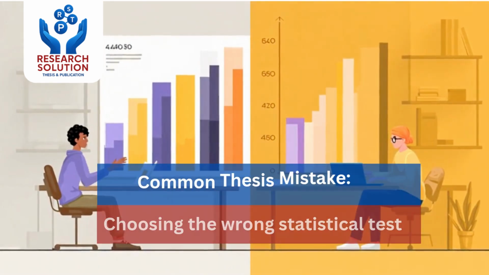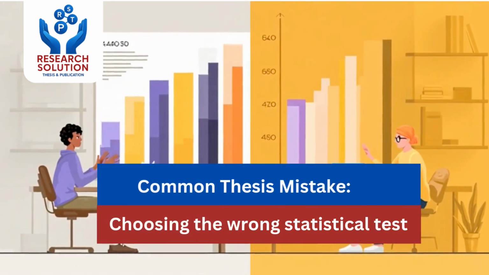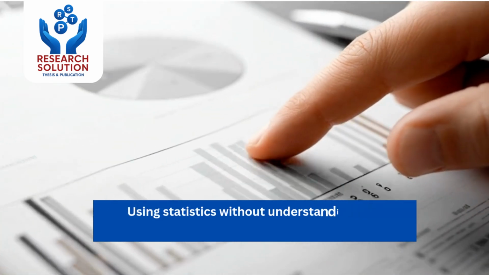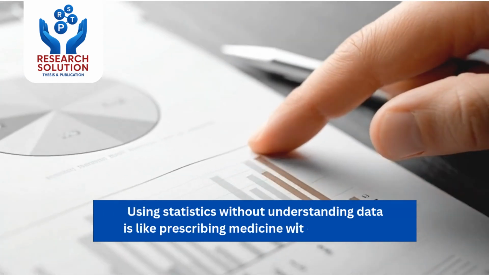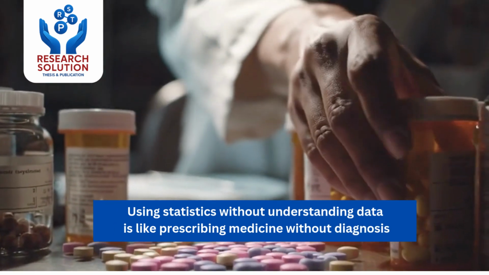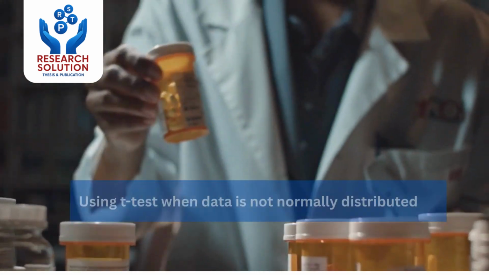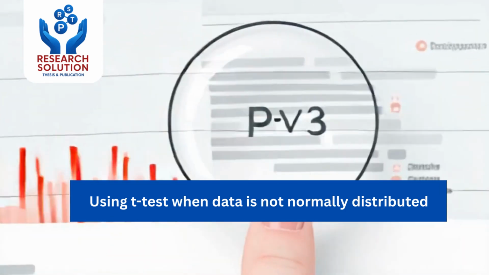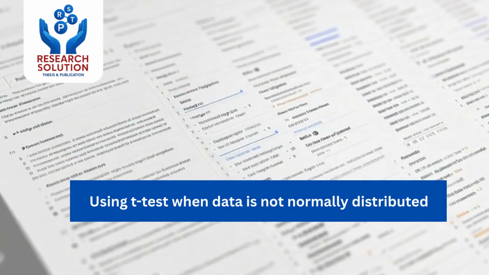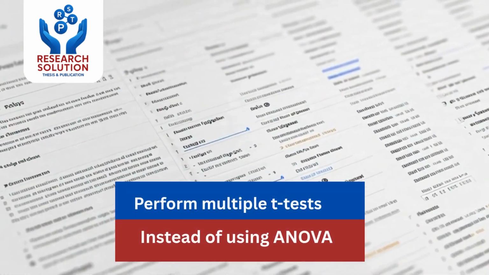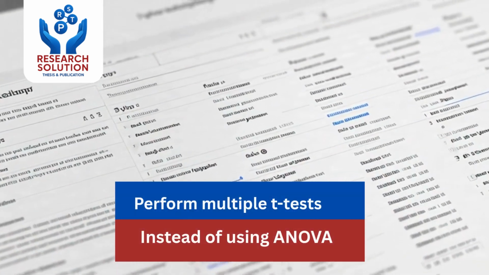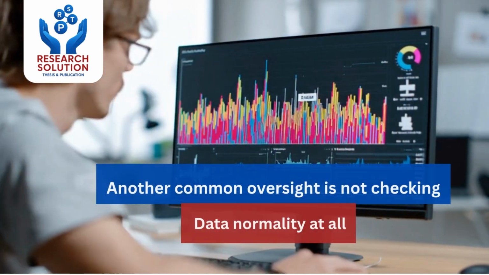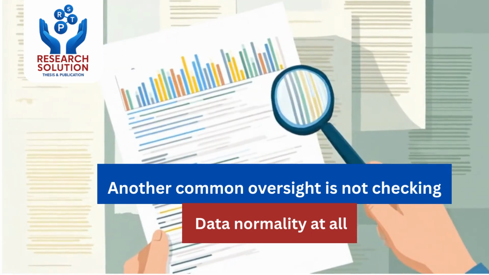One of the most common mistakes is using the wrong statistical test. Choosing a test without understanding the type of data or study design is like prescribing medication without a diagnosis. For example, using a t-test when the data isn't normally distributed, or applying multiple t-tests instead of ANOVA when comparing more than two groups. Closely linked to this is another frequent oversight: not checking for normality at all.